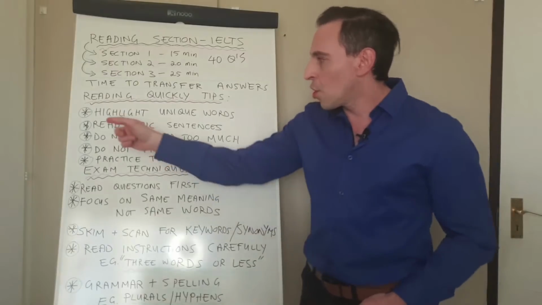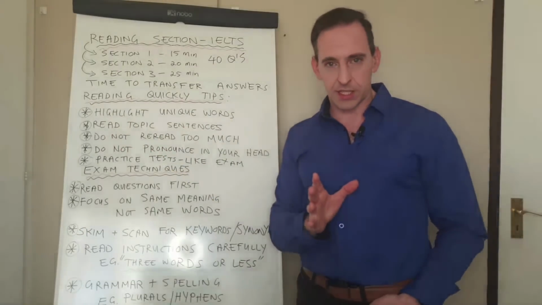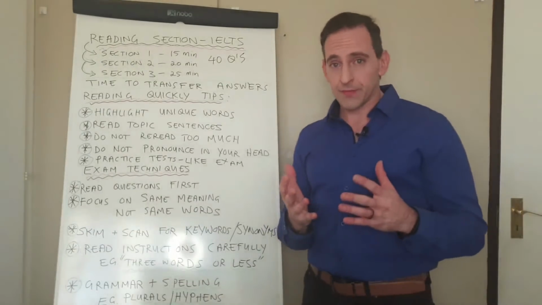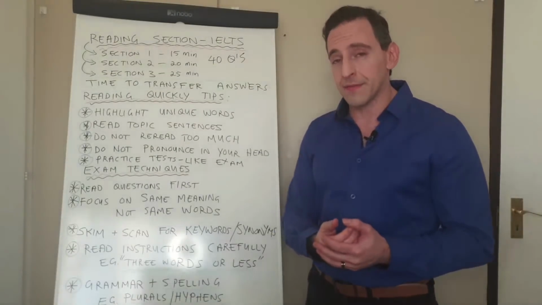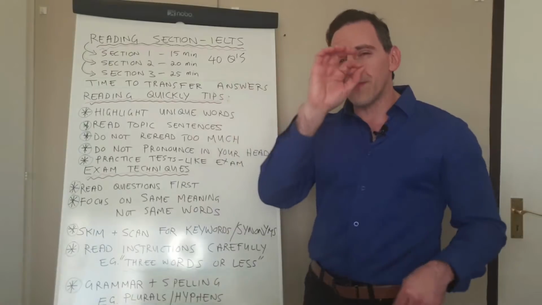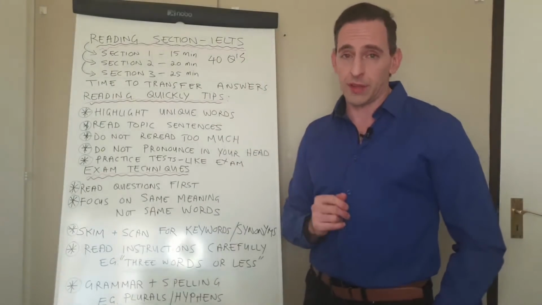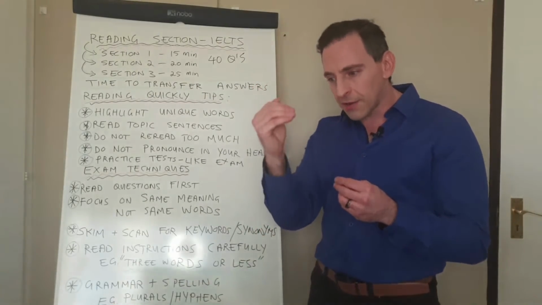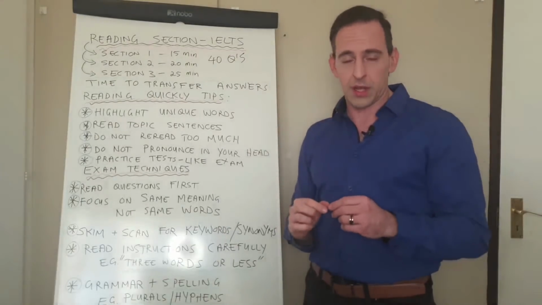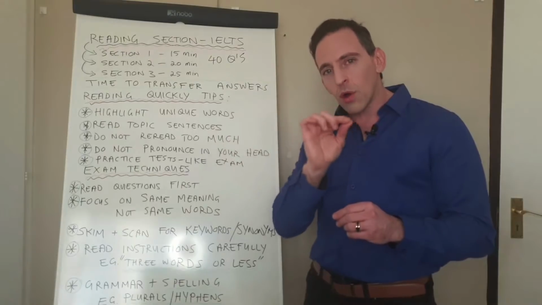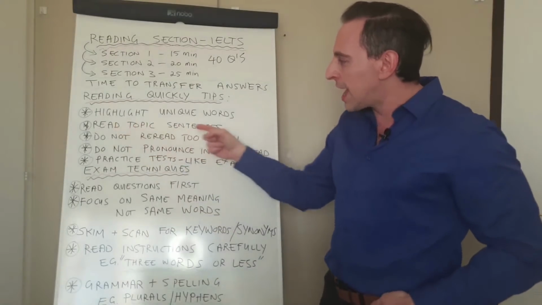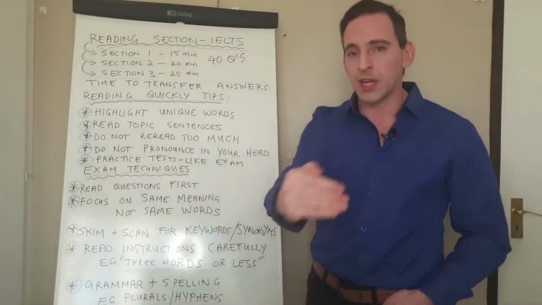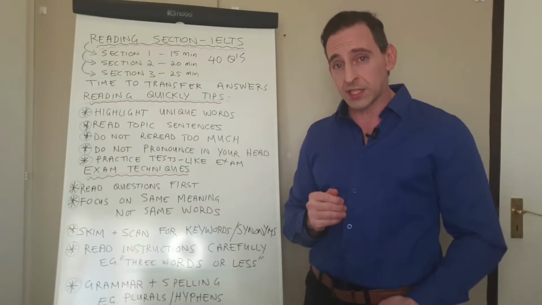Tip number 2, read topic sentences. What is a topic sentence? For the academic IELTS, for the types of texts that you're going to have, the topic sentence will be the first sentence in the paragraph, usually. That will tell you what the paragraph is about. So if you can't read every single paragraph word for word, at least you will understand what the whole reading is about by looking at the topic sentence, the first sentence. That, again, will help you speed up your ability to go through all the text.